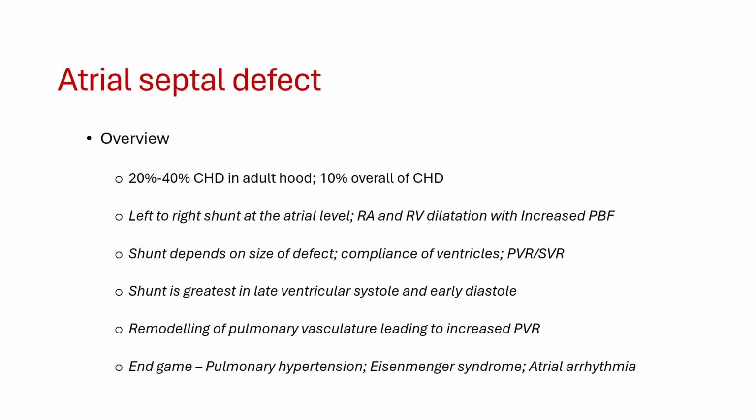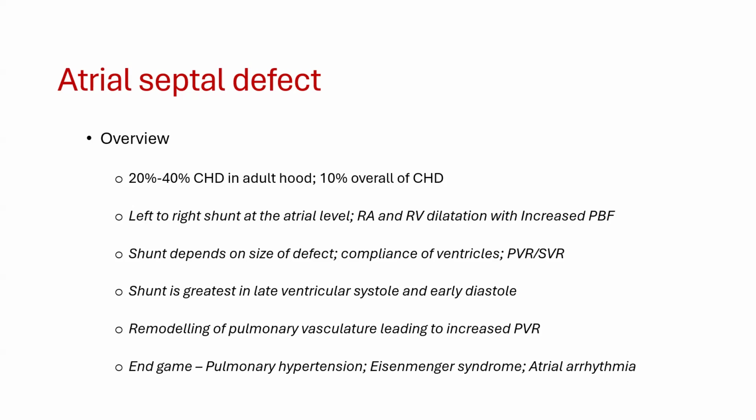Septal defects constitute about 20 to 40% of all congenital heart defects in adulthood. But overall, they are about 10% of congenital heart defects. They are essentially a left to right shunt at the atrial level, and it will lead to right atrial and right ventricular dilatation with increased pulmonary blood flow. The extent of the shunt depends on the size of the defect. So you can have small, moderate to large defects. It also depends on the compliance of the ventricles, especially the right ventricle initially, and then also on the pulmonary vascular resistance and the systemic vascular resistance.